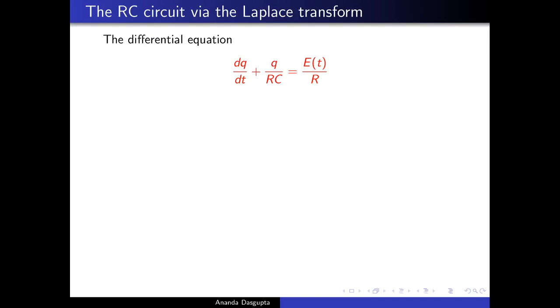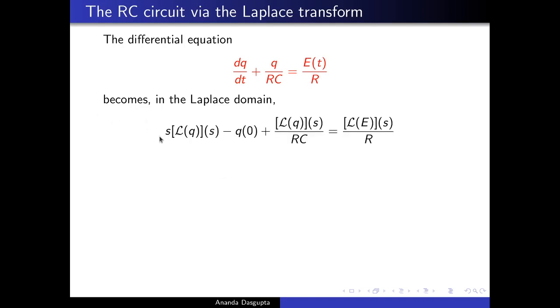This, remember, was a differential equation: dq/dt plus q by RC equals the EMF E of t by R. Now, in the Laplace domain, or the S domain, if you take the Laplace transform of both sides of this equation, the derivative's Laplace transform gives you the first two terms here. Remember, the Laplace transform of the derivative of q is s times the Laplace transform of q at s, minus q of 0, plus, and this is the linearity of the Laplace transform in action, 1 by RC times the Laplace transform of q at s. And that has to be equal to 1 by R times the Laplace transform of the EMF E at s.